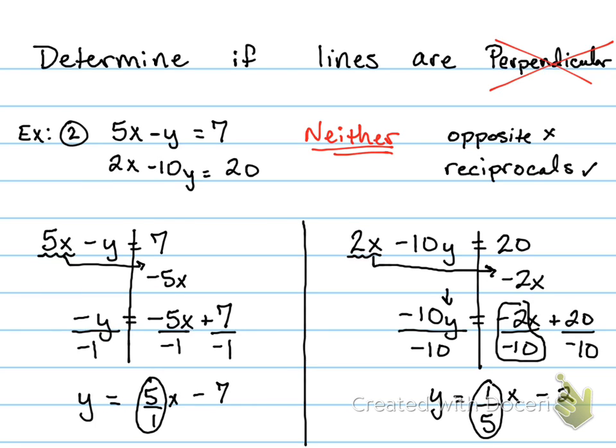Okay, what would be a perpendicular slope? Well, if one of my slopes was 1 over 5x, what would a perpendicular line look like? A perpendicular line would be the exact opposite, 5 over 1, and it would be negative. That would be a perpendicular line.